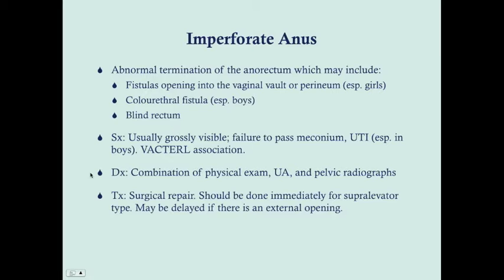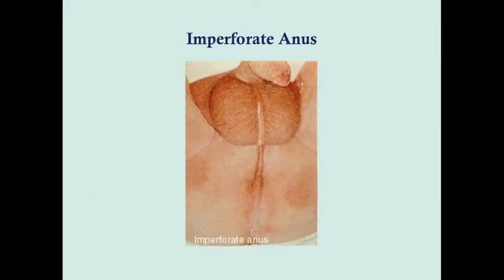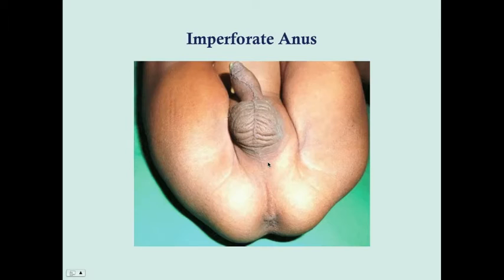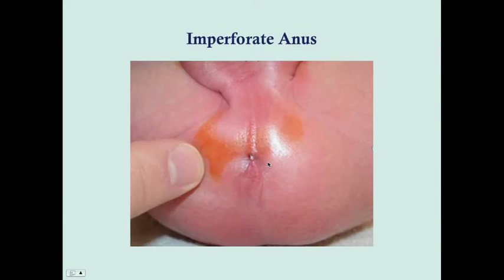For diagnosis, you can just diagnose this on physical exam, but you can also get a urinalysis or pelvic radiographs if you want to. The treatment is surgical repair. So there is no anal opening here. This is an imperforate anus. What I really want you to remember is that these babies need a workup for other congenital defects, particularly in the heart.